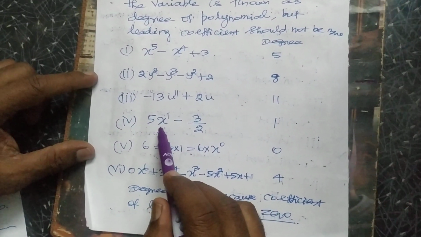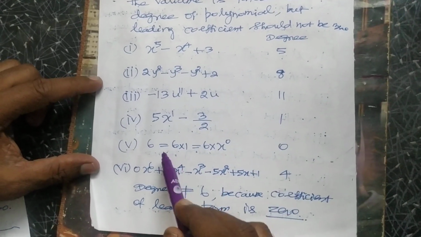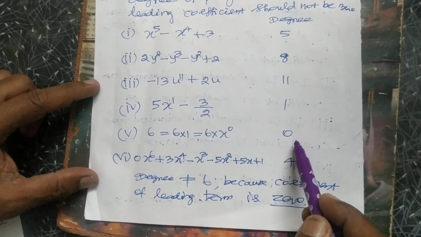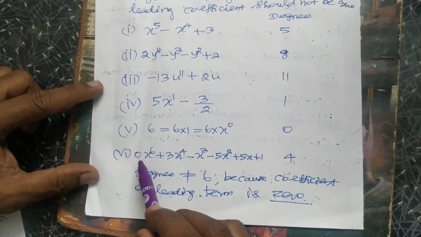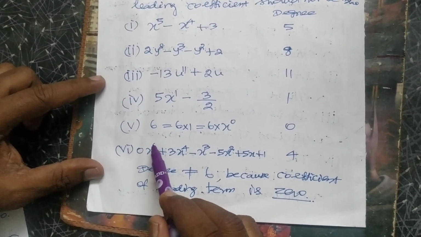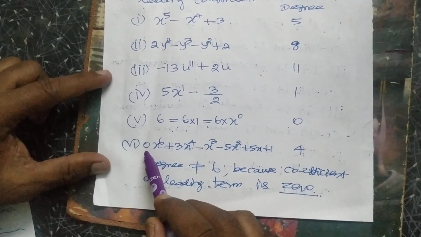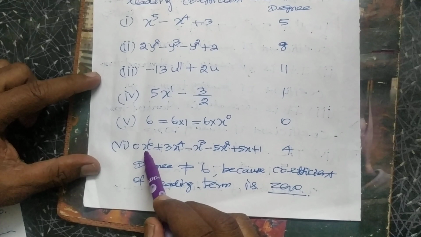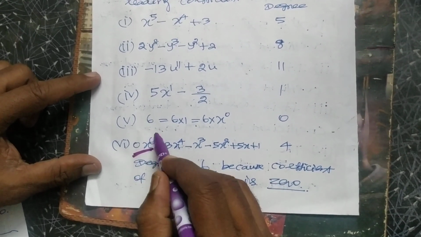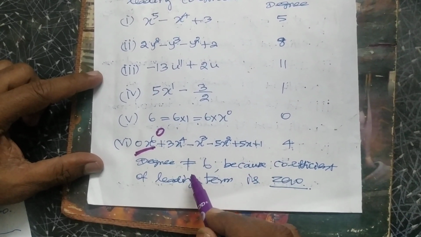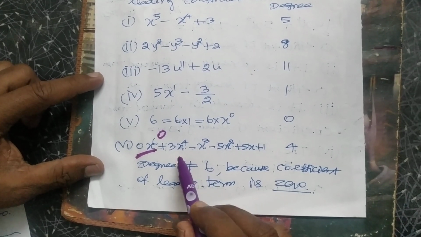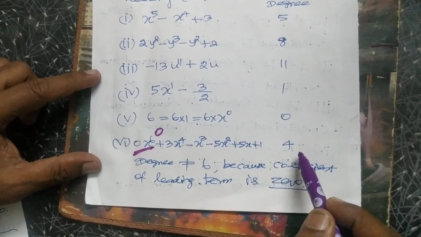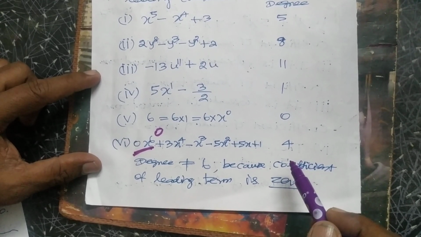In the fourth one, the polynomial is 6. There is no x at all, that is x to the power 0, so the degree is 0. Here, 0 times x to the power 6: even though the highest power of x is 6, the leading coefficient is 0, so 0 into x^6 becomes 0. That is why the degree is not equal to 6. The next highest power is 4, in which the coefficient is 3, therefore the degree is 4. The degree is 4, not 6.